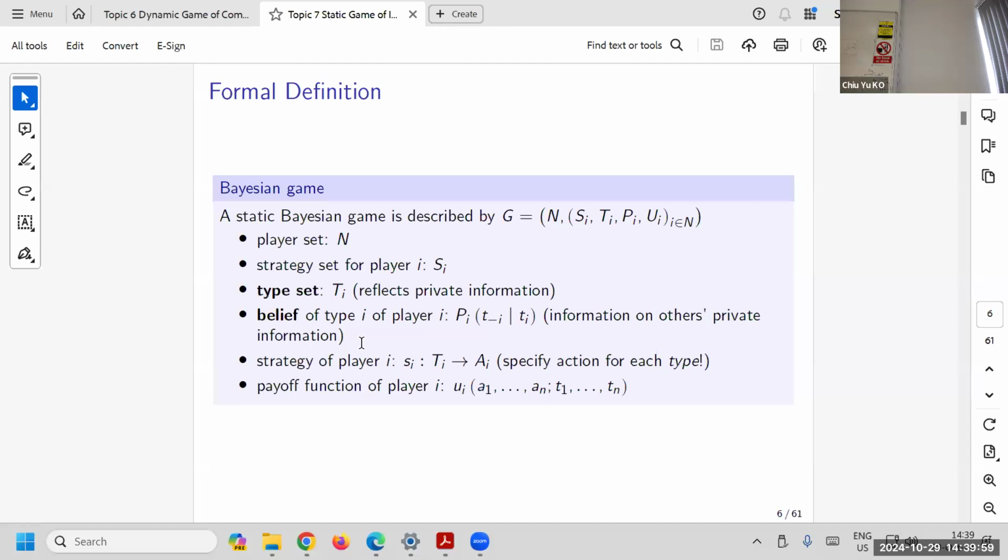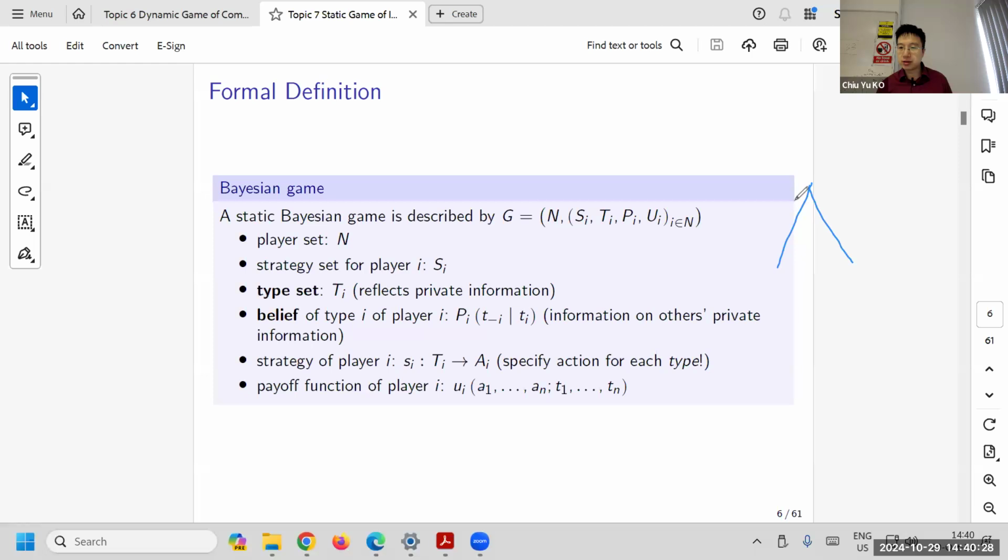The thing is, there's a type set, remember, what can be the type, okay? And this belief is, given your type, what you think about the others, okay? And the strategy, that's the most complicated thing, depends on type, what is the action? Why is that the case? Remember the tree we drew, okay?